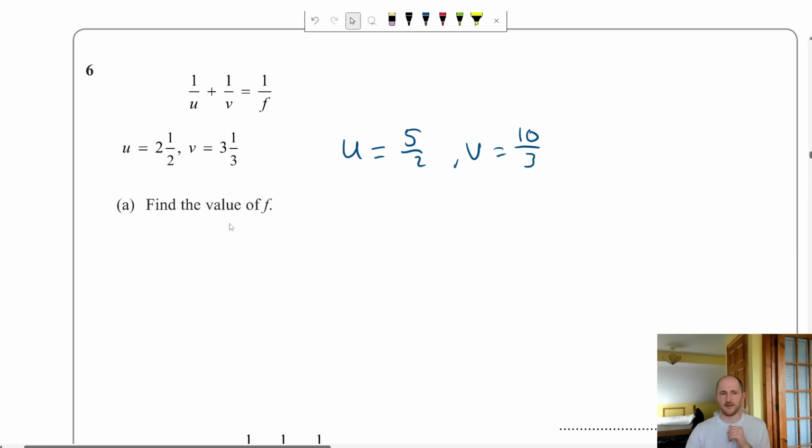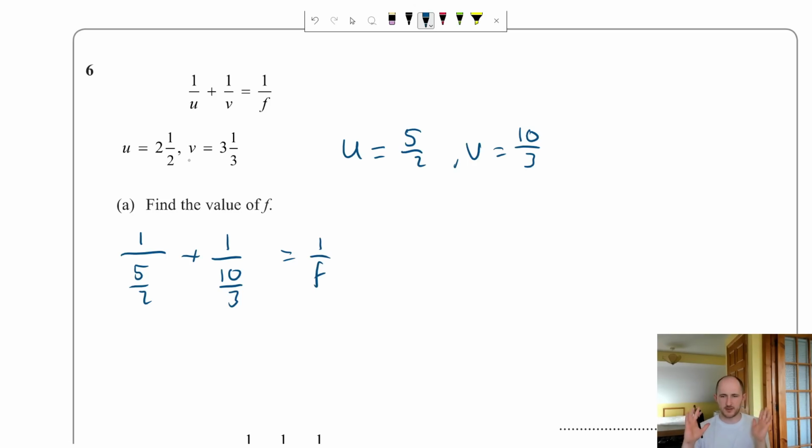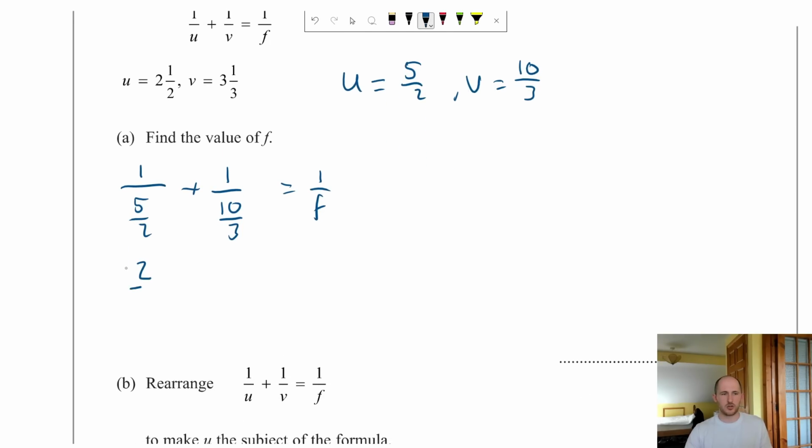It says find the value of f. Sure thing, boss man. Let's do it. So 1 over u. Now, if I say 1 over u like this, there are a few things that you can do to help yourself out. One of them, and again, this is aimed for a grade 9 student, so hopefully this makes sense, is doing 1 over a fraction is the same as taking the reciprocal. So, that would just give me 2/5 plus 3/10.